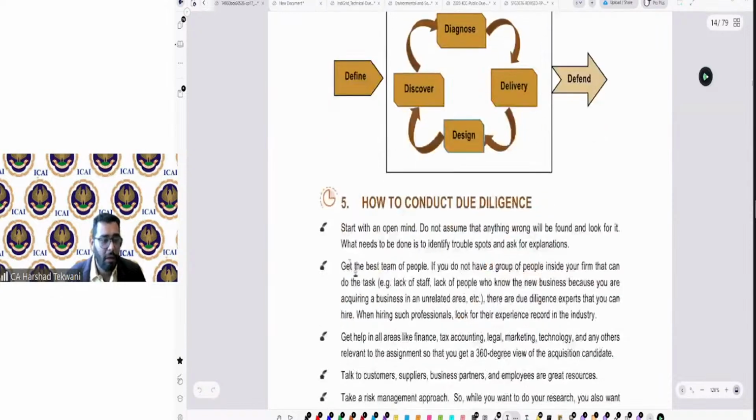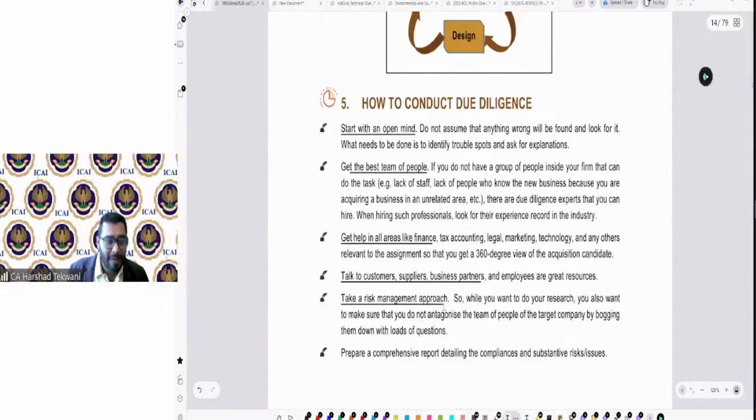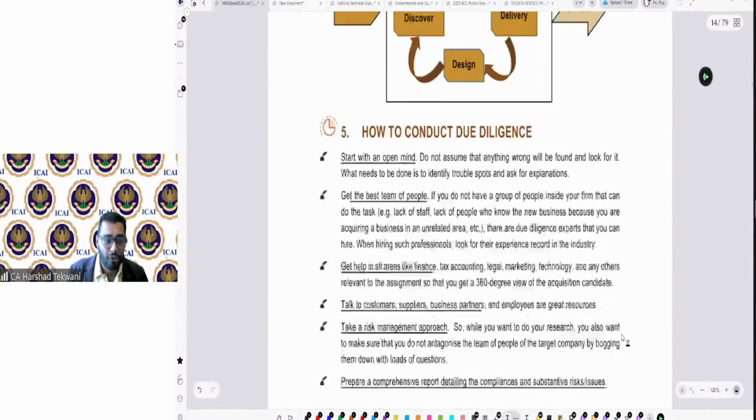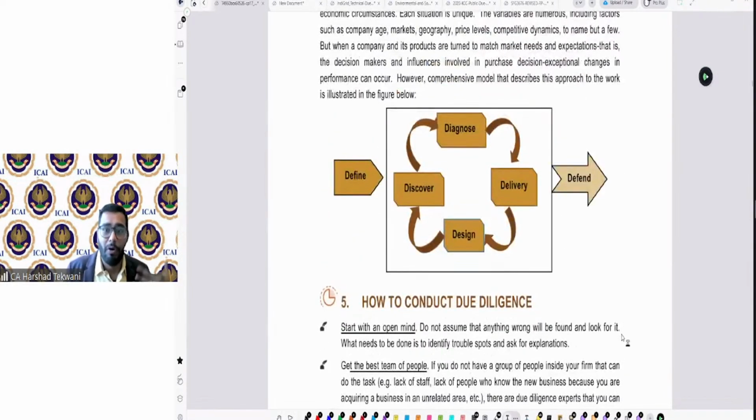First, start with an open mind. Don't assume anything will be wrong. Just define the project, what project it is. Get the best team of people you can identify for the due diligence. Get help in all areas to have a 360 view if it is a full due diligence assignment. Talk to customers, suppliers, business partners. Take a risk and management approach. Prepare a comprehensive report detailing the compliances and substantive risks and issues. So you will discover about the project or the subject matter.